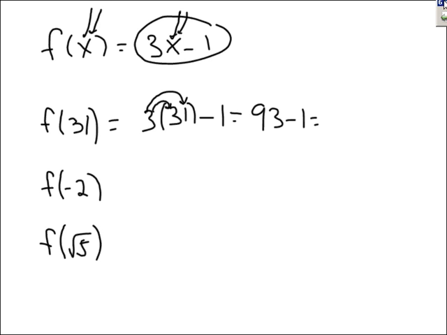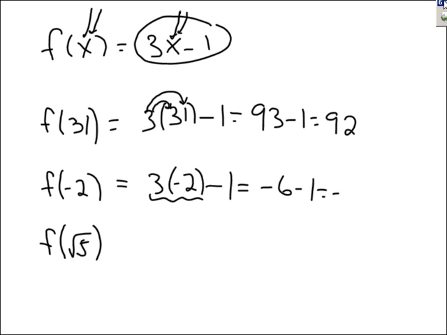Take away 1, 92. For f of negative 2, I take what's in the brackets, I denote I'm multiplying it by 3, and then taking 1 away. This is negative 6 minus 1, negative 7. For the square root of 5, I take what's in the brackets, I multiply it by 3, then I take away 1. And that cannot be simplified anymore.